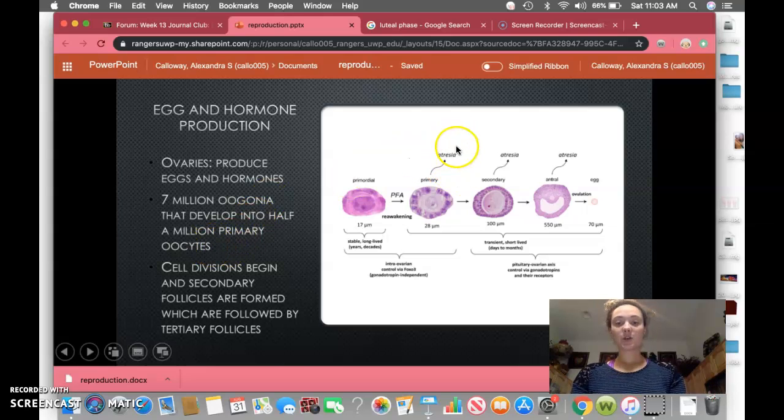So what happens through that process is atresia, which is scheduled cell death. So it kind of limits the amount of development that occurs.